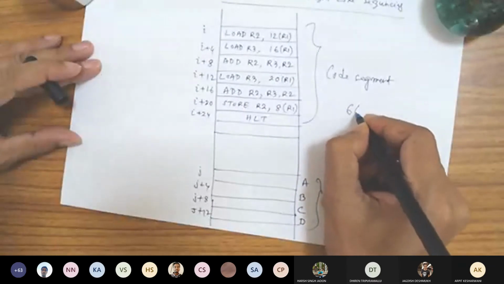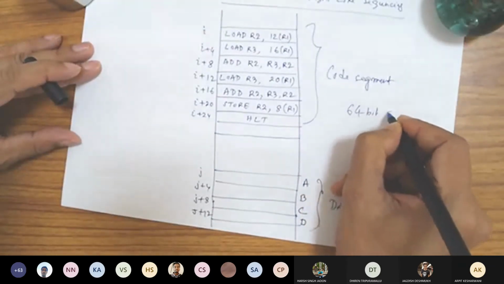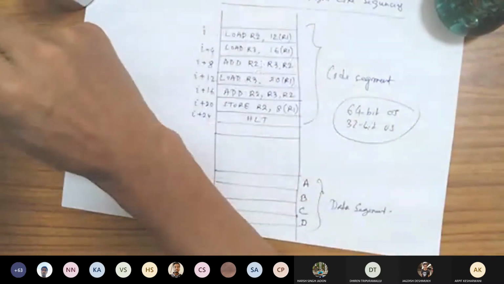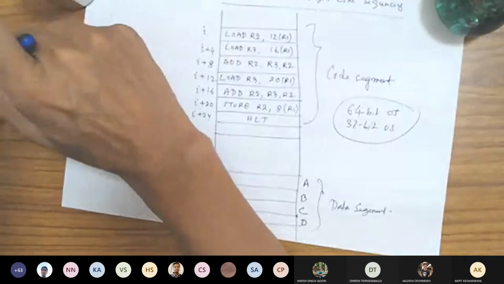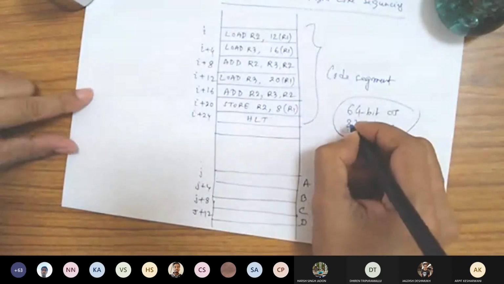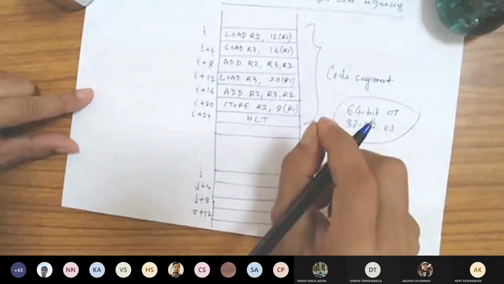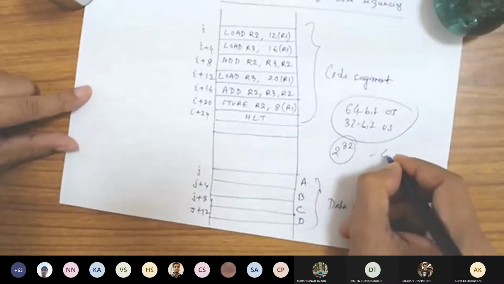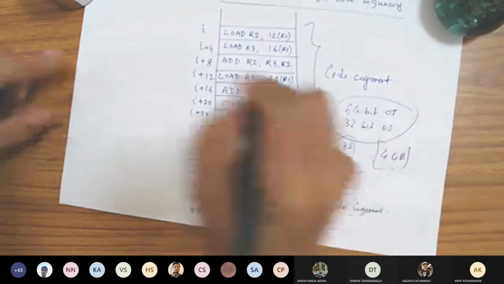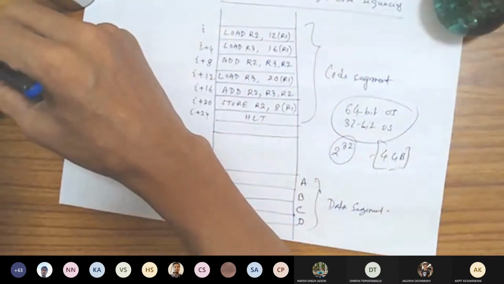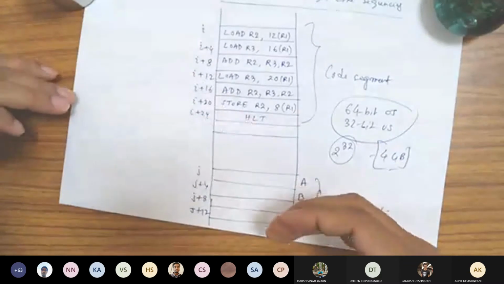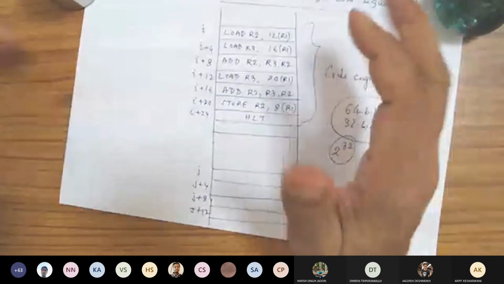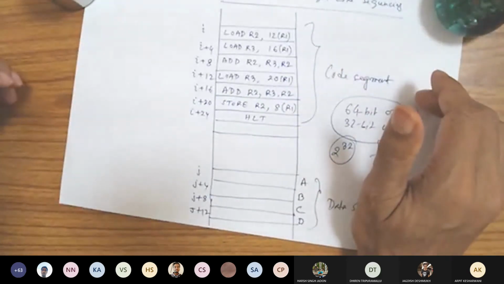When you talk about 64-bit OS, 32-bit OS, do you know what is the meaning of this? These are logical address spaces. If it is a 32-bit operating system, a program can have a maximum of 2 to the power 32 addresses, which is 4 GB. So in a 32-bit operating system, your program can be as large as 4 GB. And in a 64-bit operating system, it is too much. You do not need to calculate it.